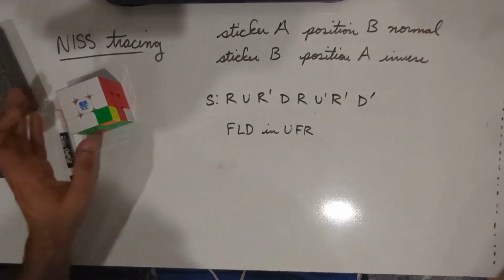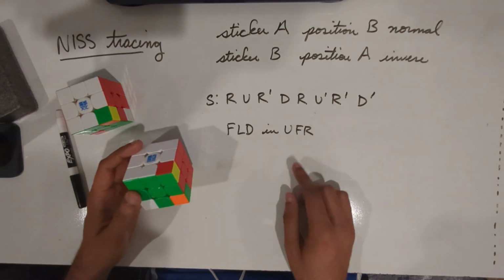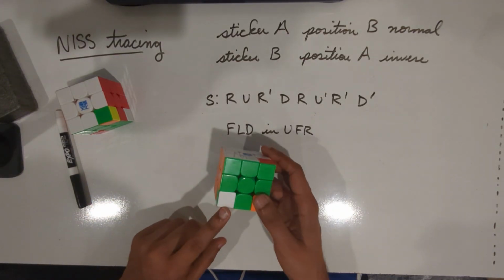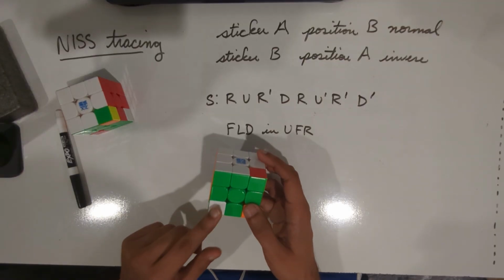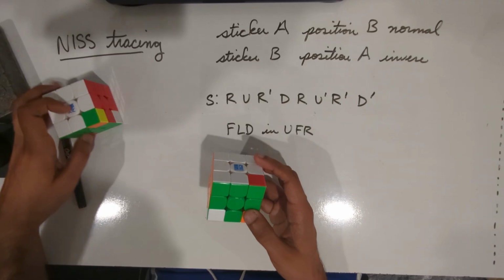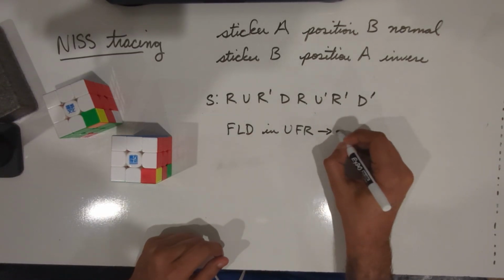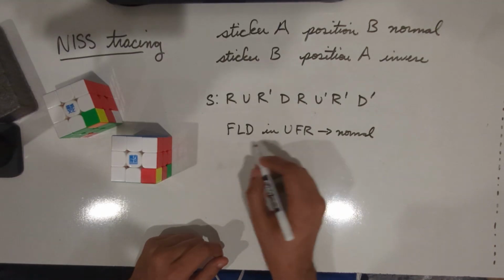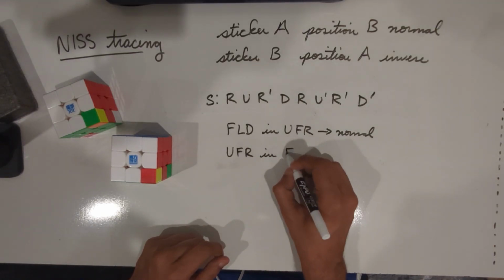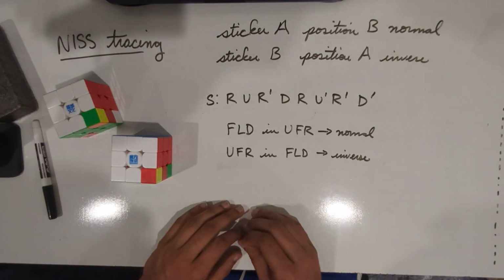Now let's take a look at the inverse, which is this one here. If we apply this rule, we should expect to see UFR sitting in FLD. Let's take a look at the FLD sticker. Okay, well that's here. And the piece that's sitting here is indeed UFR because it belongs over here. So we found that on the normal, FLD in UFR, and on the inverse, UFR in FLD, which then shows that this indeed holds.